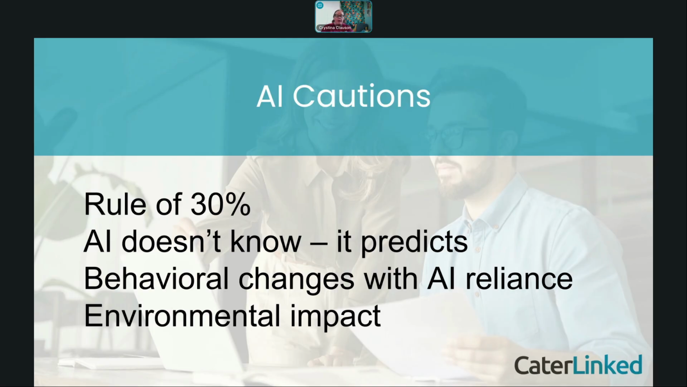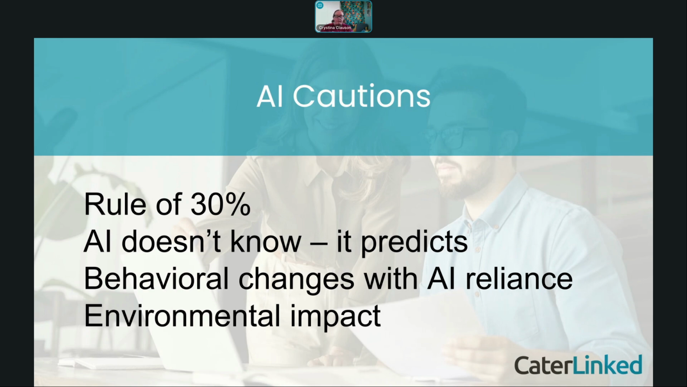Also, be careful about behavioral changes with AI reliance. There are some studies coming out right now that are preliminarily seeing a decline in empathy and critical thinking skills where people are relying on AI. So make sure that you're taking AI breaks. Make sure that you're not relying on it to do a ton of your work.